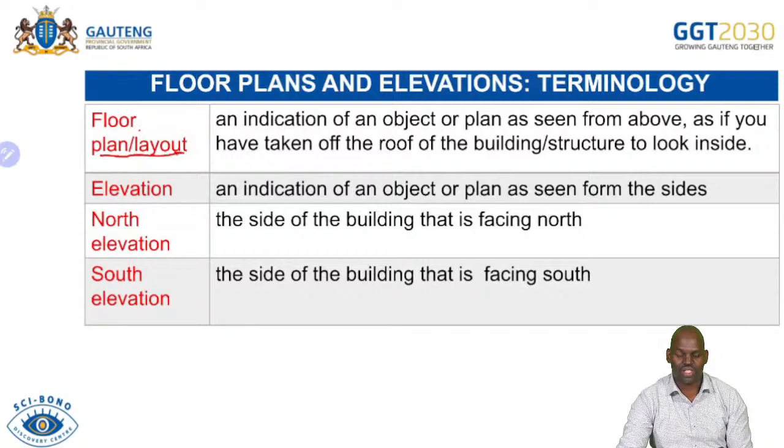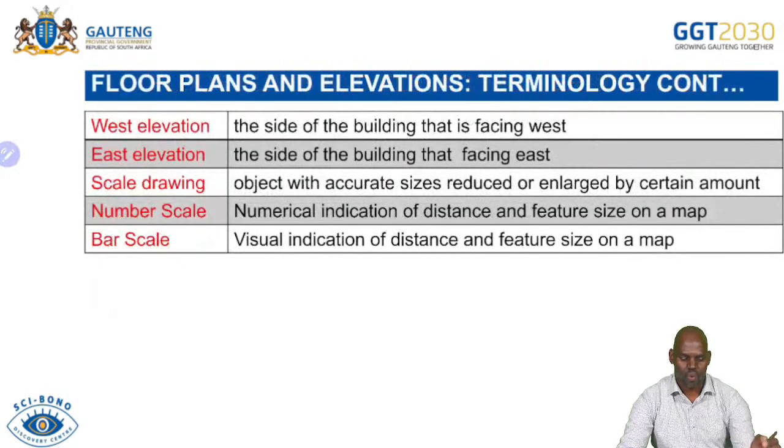Right, elevation is an indication of an object or plan as seen from the sides. Then we've got north elevation, the side of the building that is facing north. South elevation is the side of the building that is facing south. West elevation is the side of the building that is facing west. And east elevation is the side of the building that is facing east.